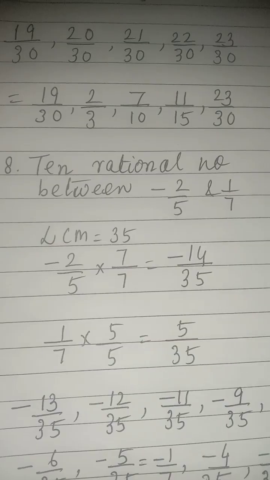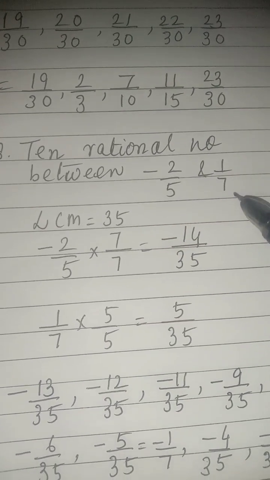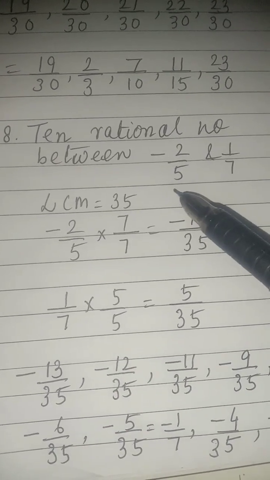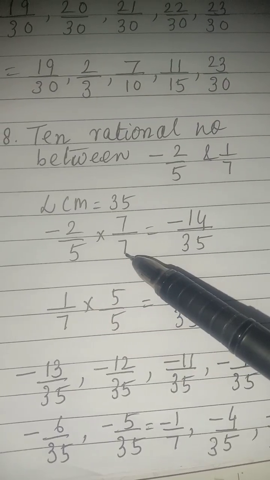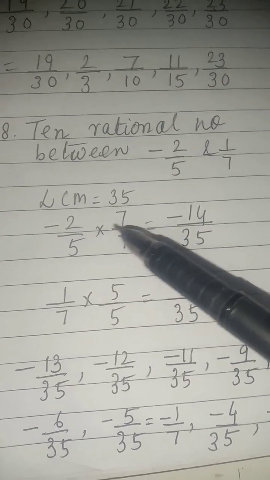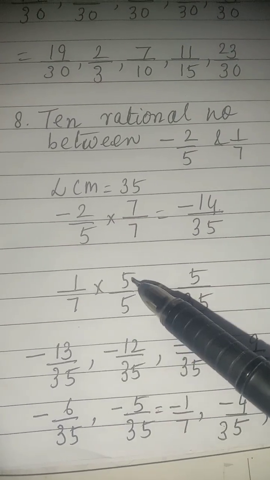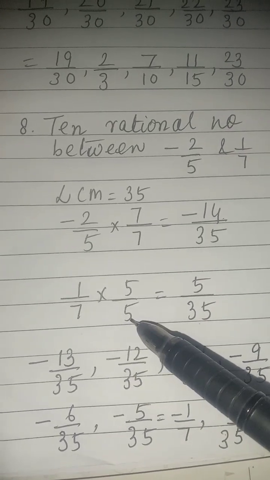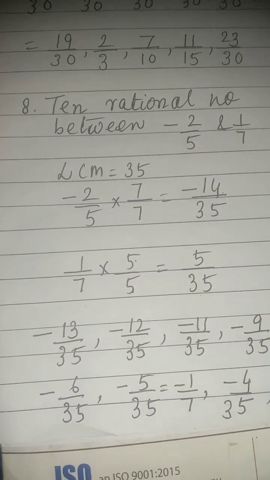In question number 10, you have to insert 10 rational numbers between minus 2 by 5 and 1 by 7. Here the denominator is not the same, so we'll make the denominator the same. So minus 2 into 7 over 5 into 7 is minus 14 by 35. And 1 by 7, to make the denominator 35, we have to multiply by 5 here also. So it is 5 by 35.